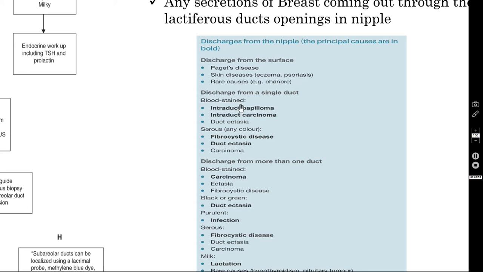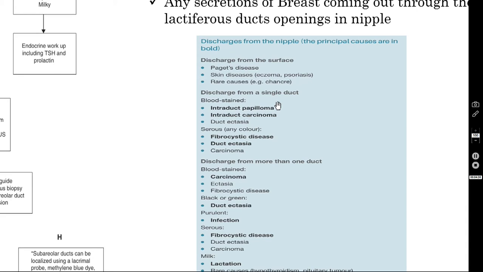Another is discharge from a single duct of the nipple. If it is bloodstained, you have to suspect intraductal papilloma or intraductal carcinoma. Duct ectasia also can cause bloodstained discharge, but the incidence is not that much. The most common cause for bloodstained nipple discharge from a single duct is intraductal papilloma. Even carcinoma is not that common. Duct ectasia is very rare.